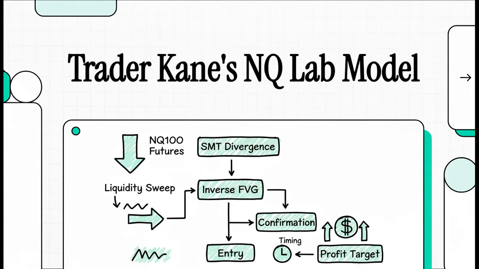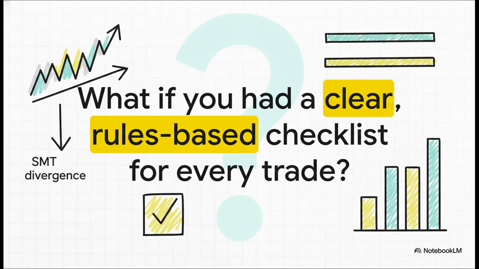It's called Trader Kane's lab model, and it's all about having a clear set of rules for every single trade. It's kind of the holy grail for a lot of traders, right? Finding that repeatable edge. Well, this model aims to provide exactly that, a super structured framework to help you cut through all the noise and handle that crazy NQ volatility.